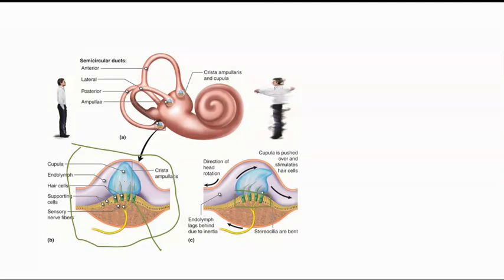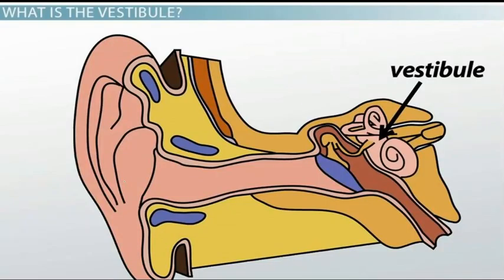All these can be sensed by the semicircular canals. And coming to the next, we have the vestibule. So here we have already studied about the cochlea, and we have studied about the semicircular canals. So here, this region is the cochlea region, and this region is the semicircular canals. In between these two, we have the vestibule.